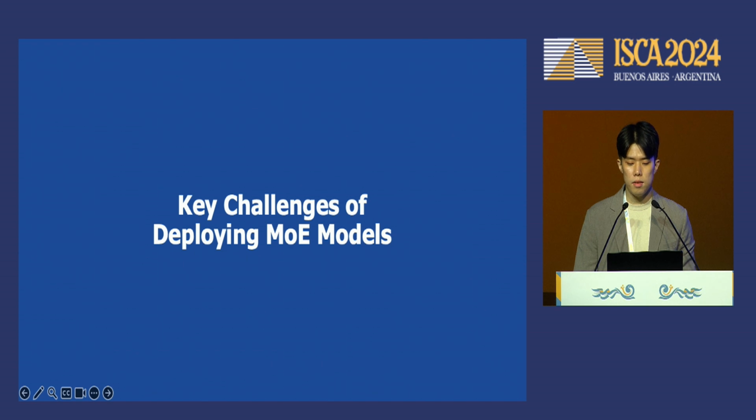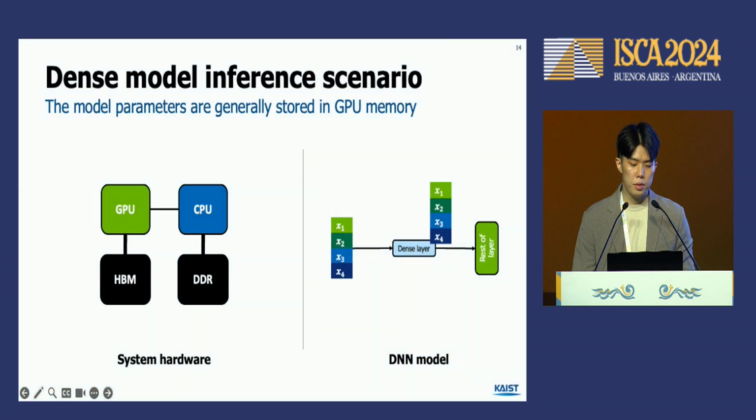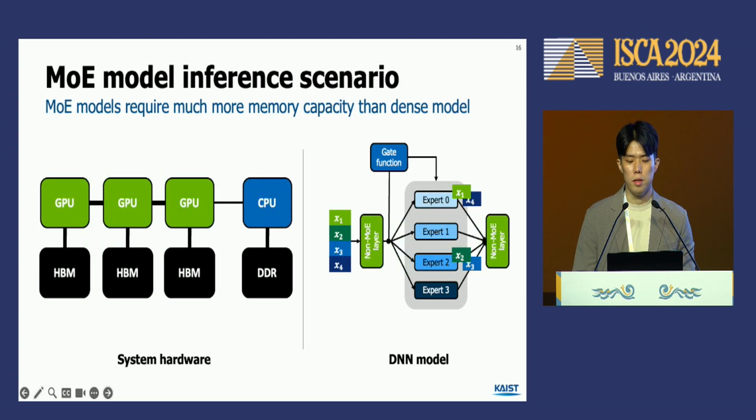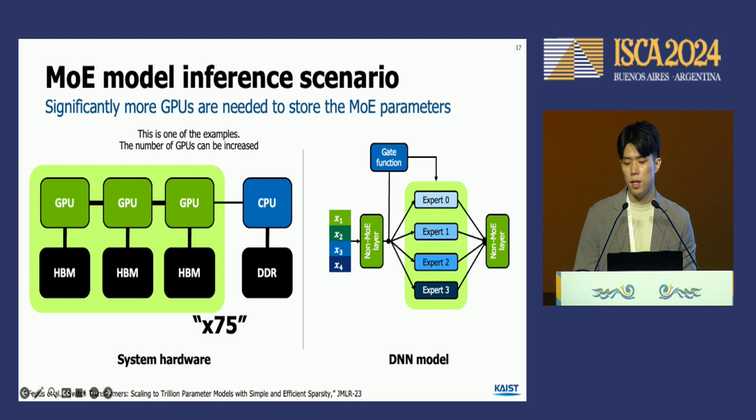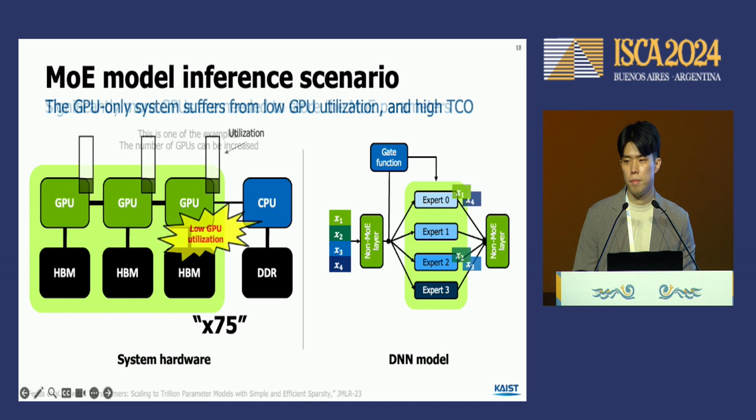Now I will explain the key system challenges of deploying MoE models, which are caused by their unique characteristics. This figure shows the system hardware and a simplified DNN model with conventional layers. For the conventional model, all the model parameters are usually uploaded to the GPU memory for model execution. However, in the MoE model, since the expert parameters require much more memory compared to the dense model, we need up to 75 times more GPUs to store the model parameters.